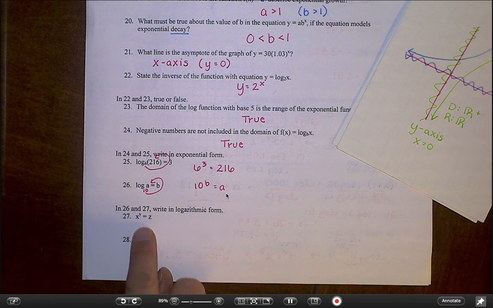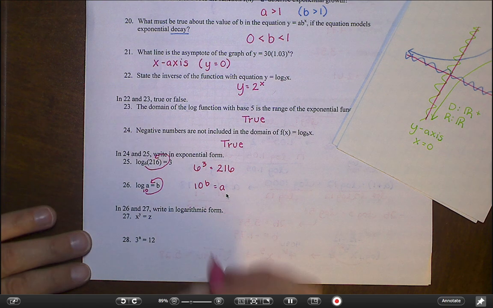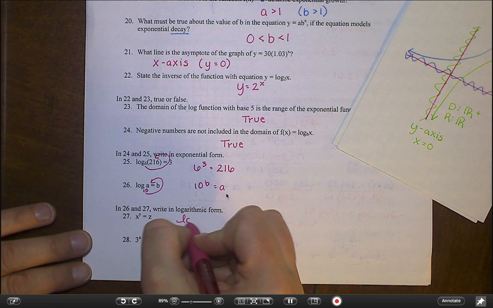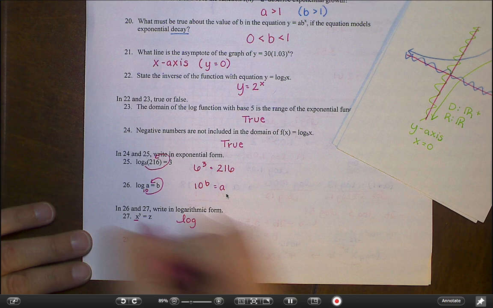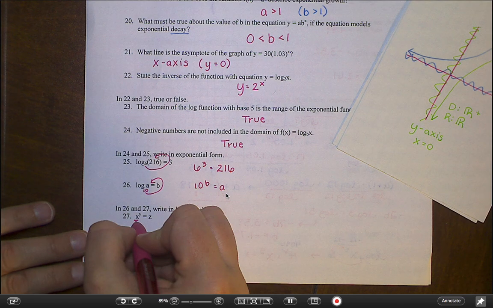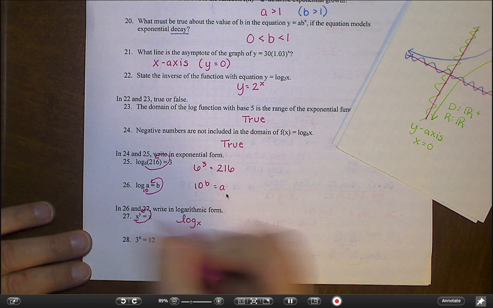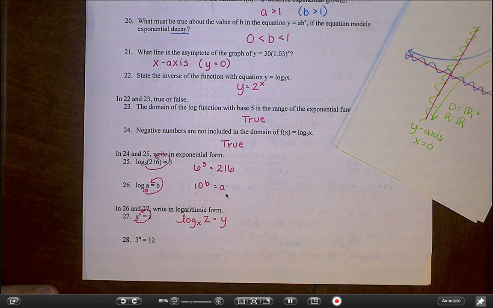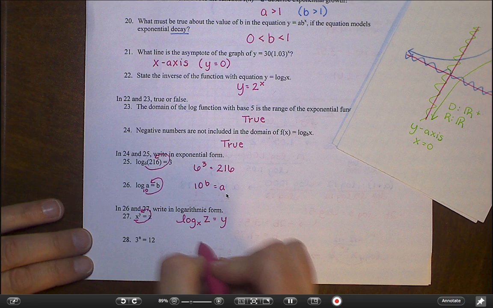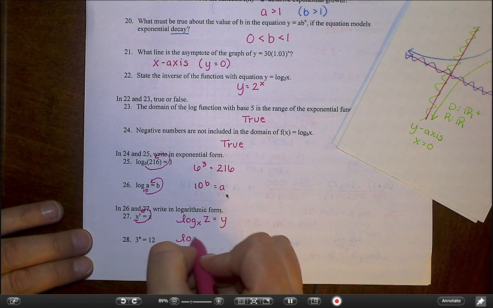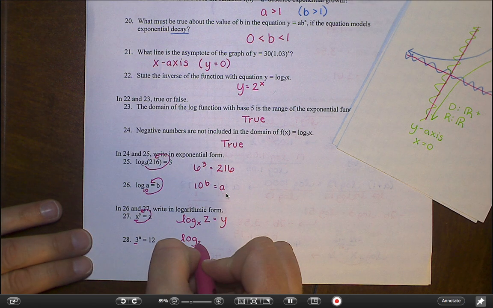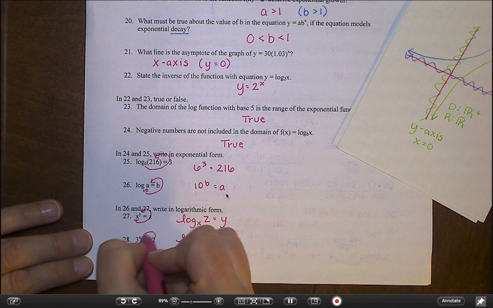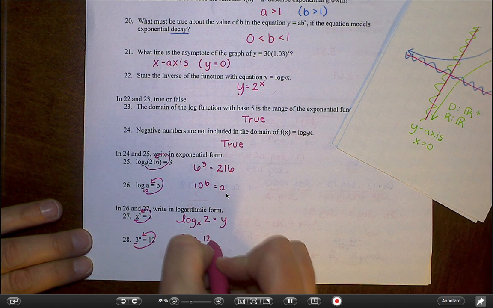These ones want you to go back the other way. I want you to take exponential equations and write them as log equations. So I would say this is log base x of z equals y. The exponent's always what you end on. For this one, it would be log base 3 of 12 equals n.